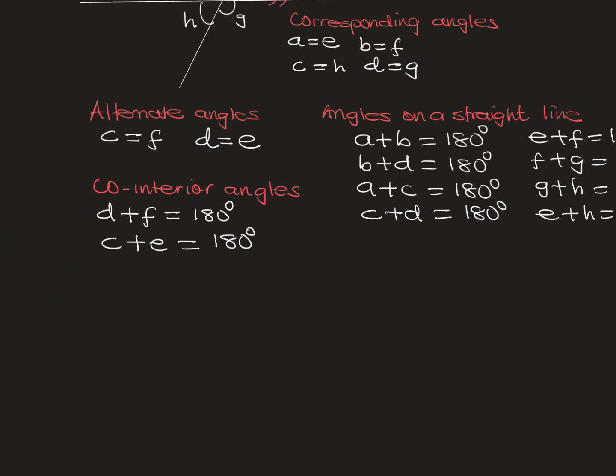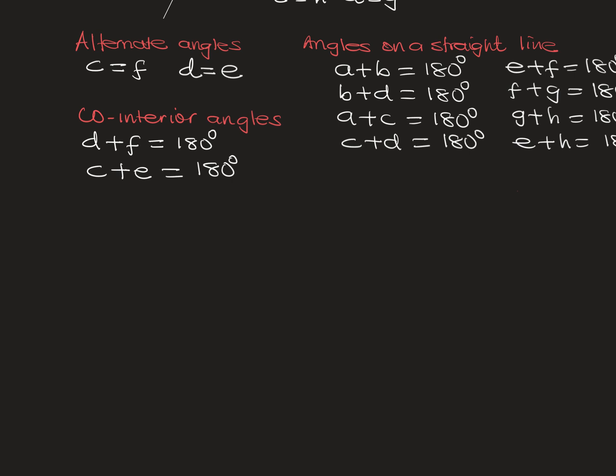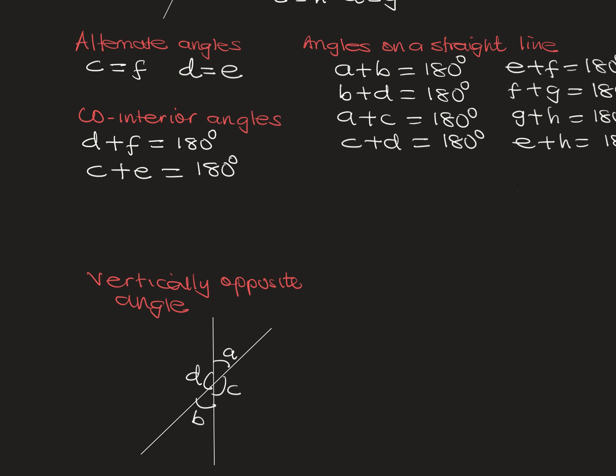Then we move on to another theorem, which is vertically opposite angles. And what are vertically opposite angles? If we have two lines that cross each other, let's say we have a line like this and another line like this. These two lines, they cross each other, and we have, let's say, angles A, B, C, and D.